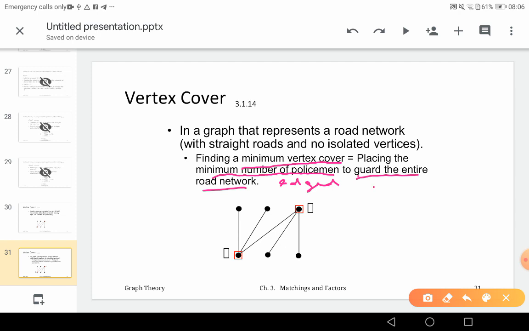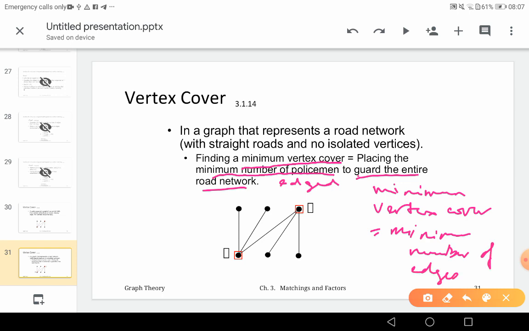So the minimum vertex cover is the minimum number of edges covered by the entire road. Let's say we want to find the minimum number of policemen that can cover all the roads. The edges are the roads, and the vertices are where you want to put the policemen so that they cover all the roads.